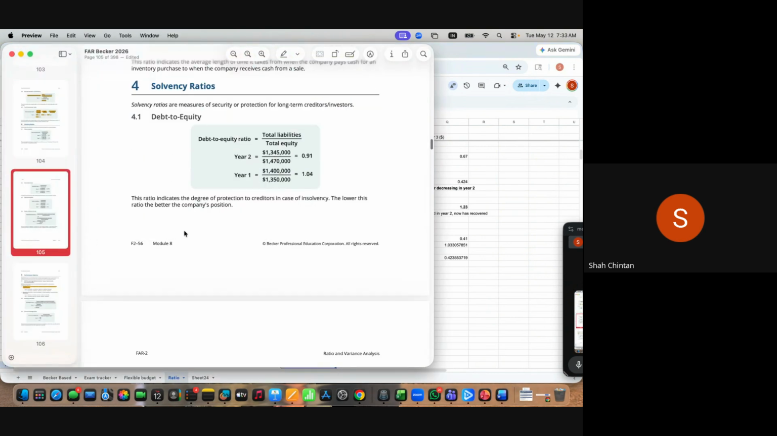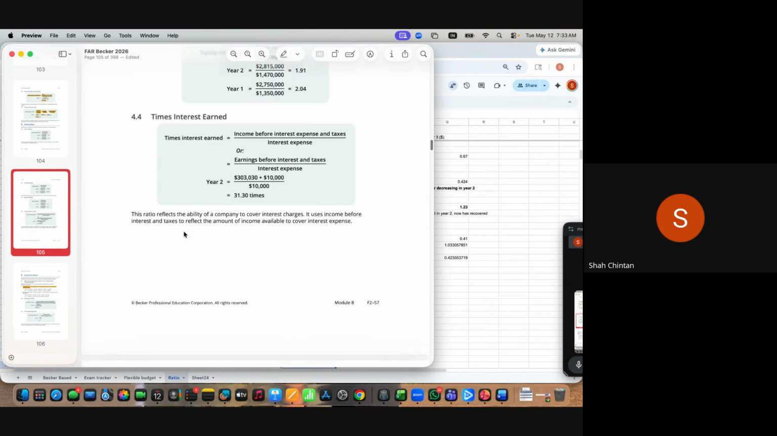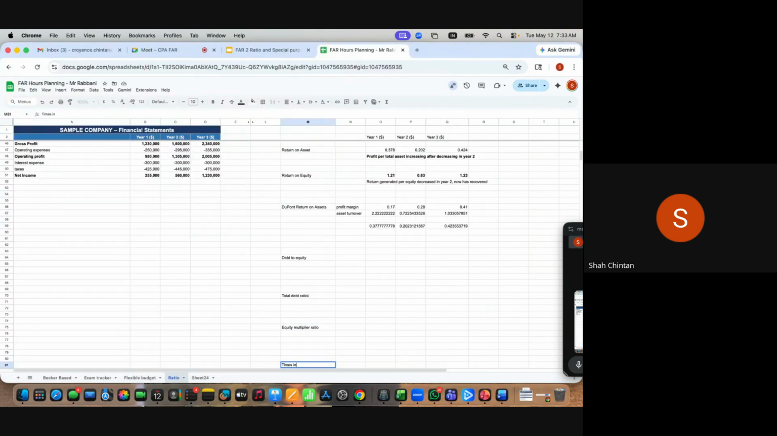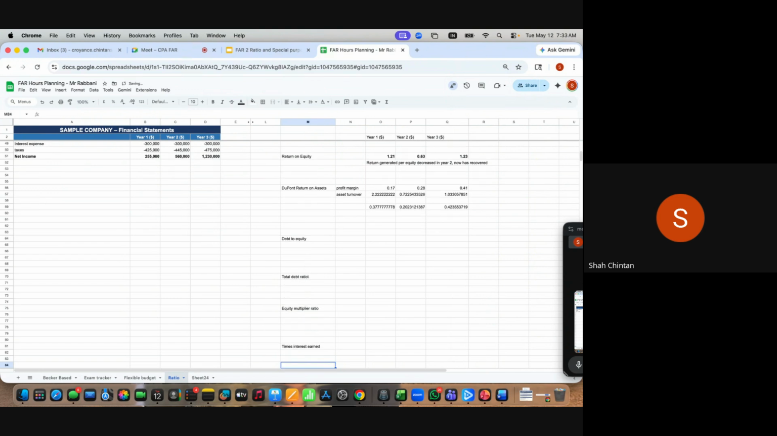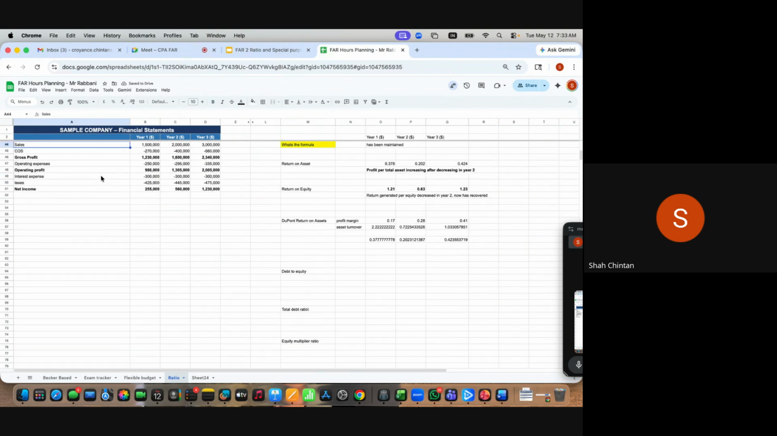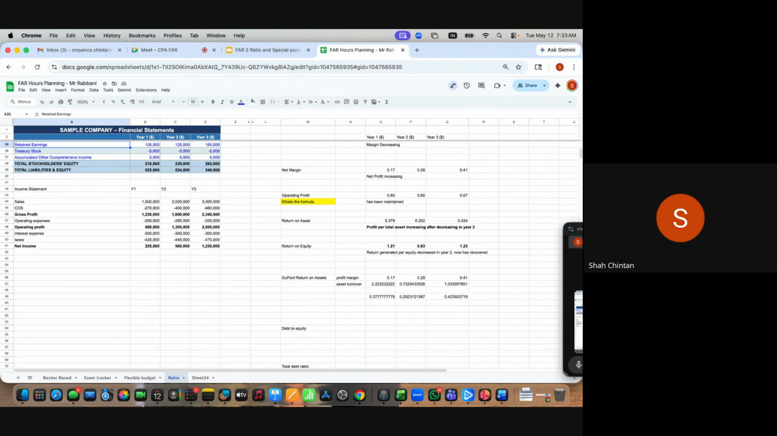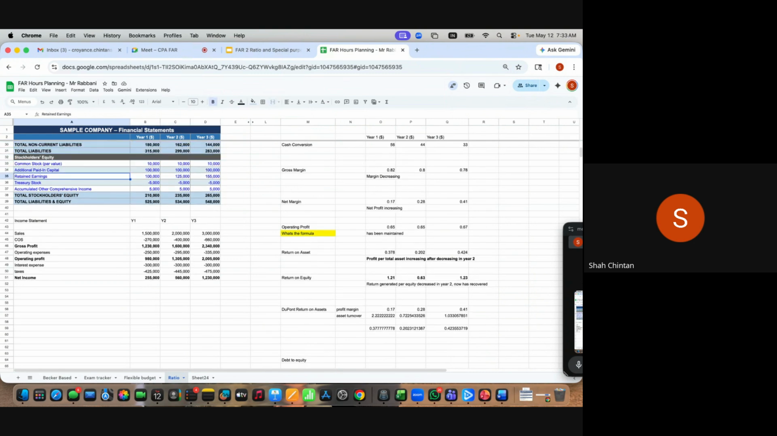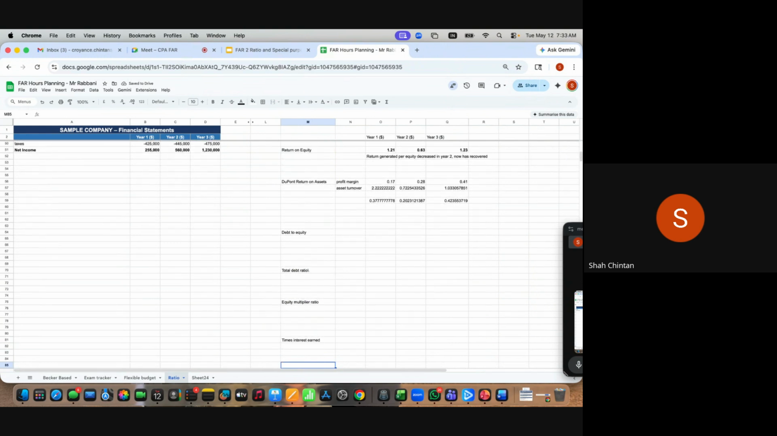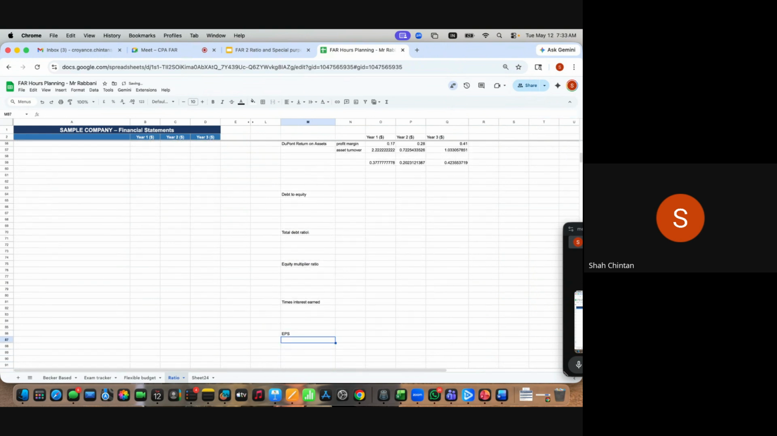What else have we covered? Total debt, equity multiplier, times interest earned ratio. Do you have the information given about the number of shares here? Par value $1. Let's assume par value is $1. So let's also calculate your EPS and then dividend. Let's calculate EPS and then the dividend payout ratio. Assume 15% is paid.